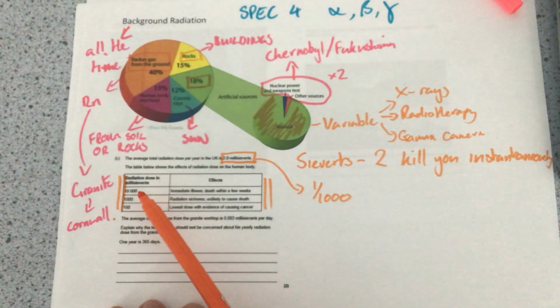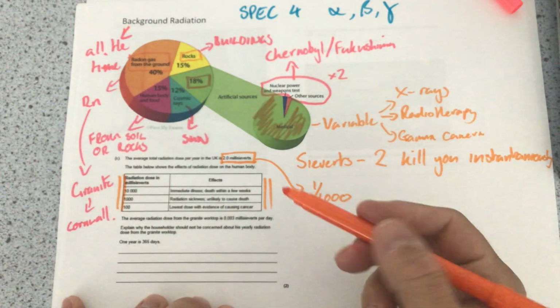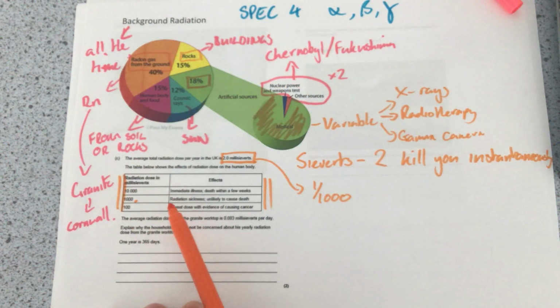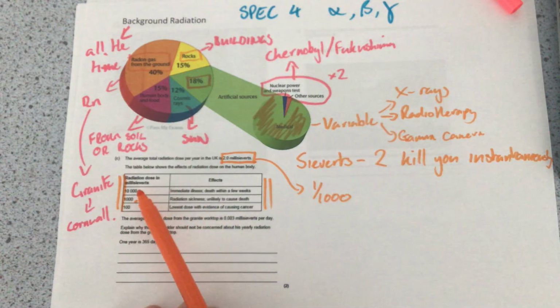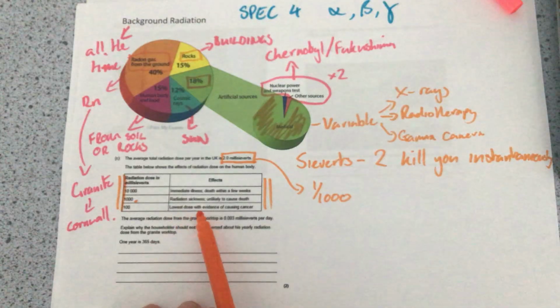Now, what you can see here shows the effect of radiation dose on the human body. So this backs up what I just said. 1,000 millisieverts causes radiation sickness, but probably won't cause you death. 10,000 will lead to death. And then 100 is the lowest dose with evidence of causing cancer.